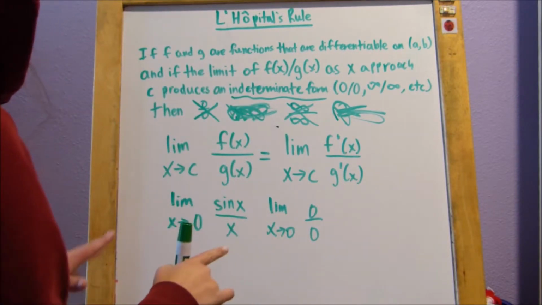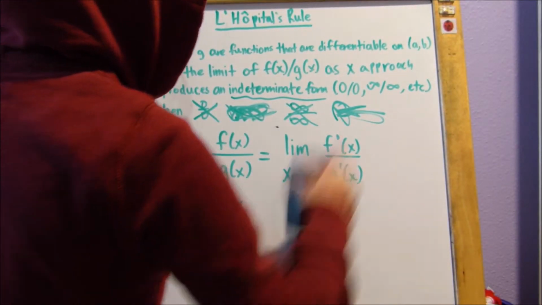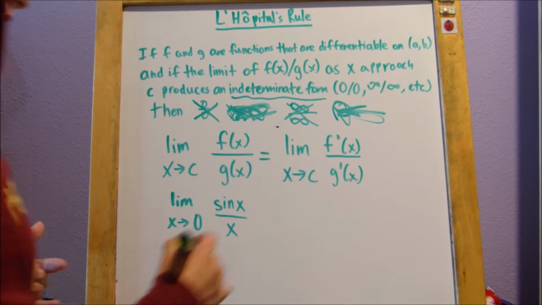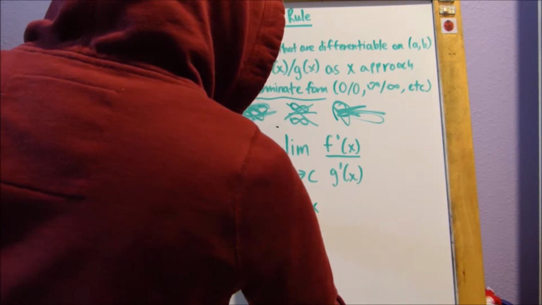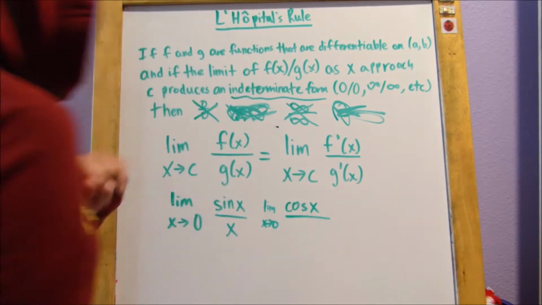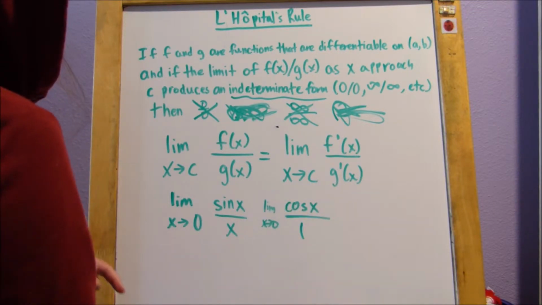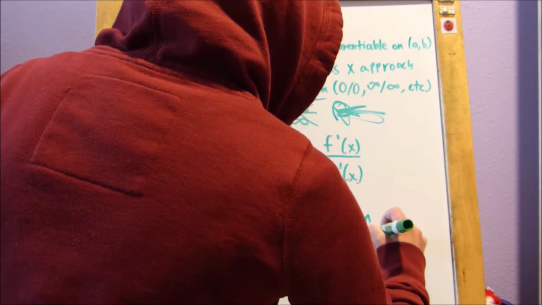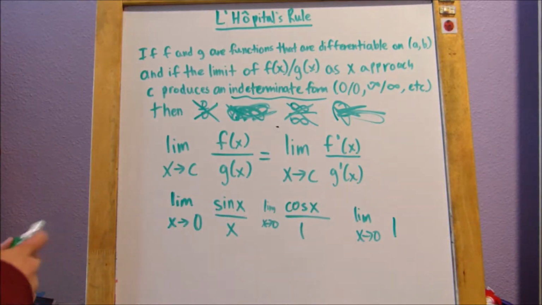Alright, so now if we were to use our L'Hopital's rule, we're going to take the derivative of sine of x. The derivative of sine of x is cosine of x. And then the derivative of x is 1. So then you can just plug in here now. So cosine of 0 is 1. 1 over 1 is 1. Alright, so that's when it can be useful.